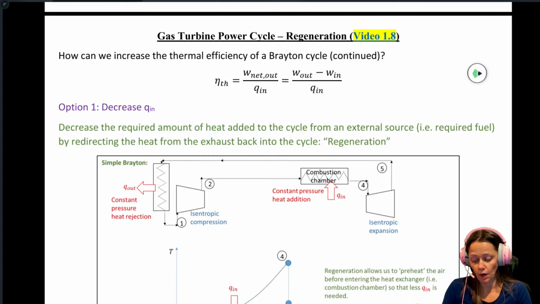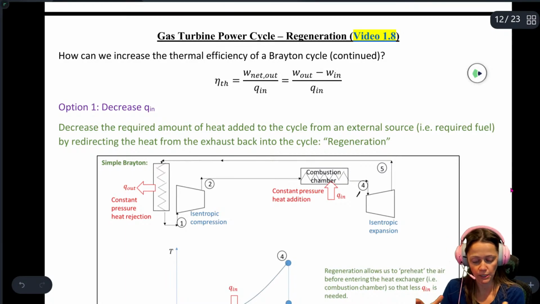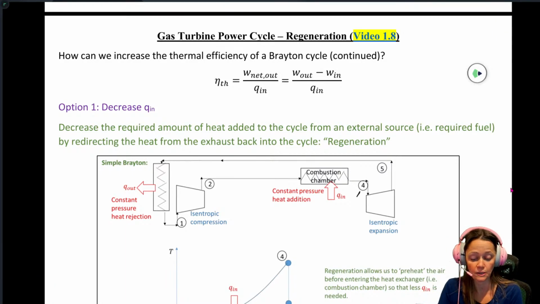And so our first option is going to be to try to decrease that denominator, decrease the amount of heat that we have to put into it, because that translates to less heat. Well, that's less fuel that we're using for the combustion reaction in order to raise the temperature of that working fluid after it gets out of the combustion chamber. So we're using less fuel to accomplish that.